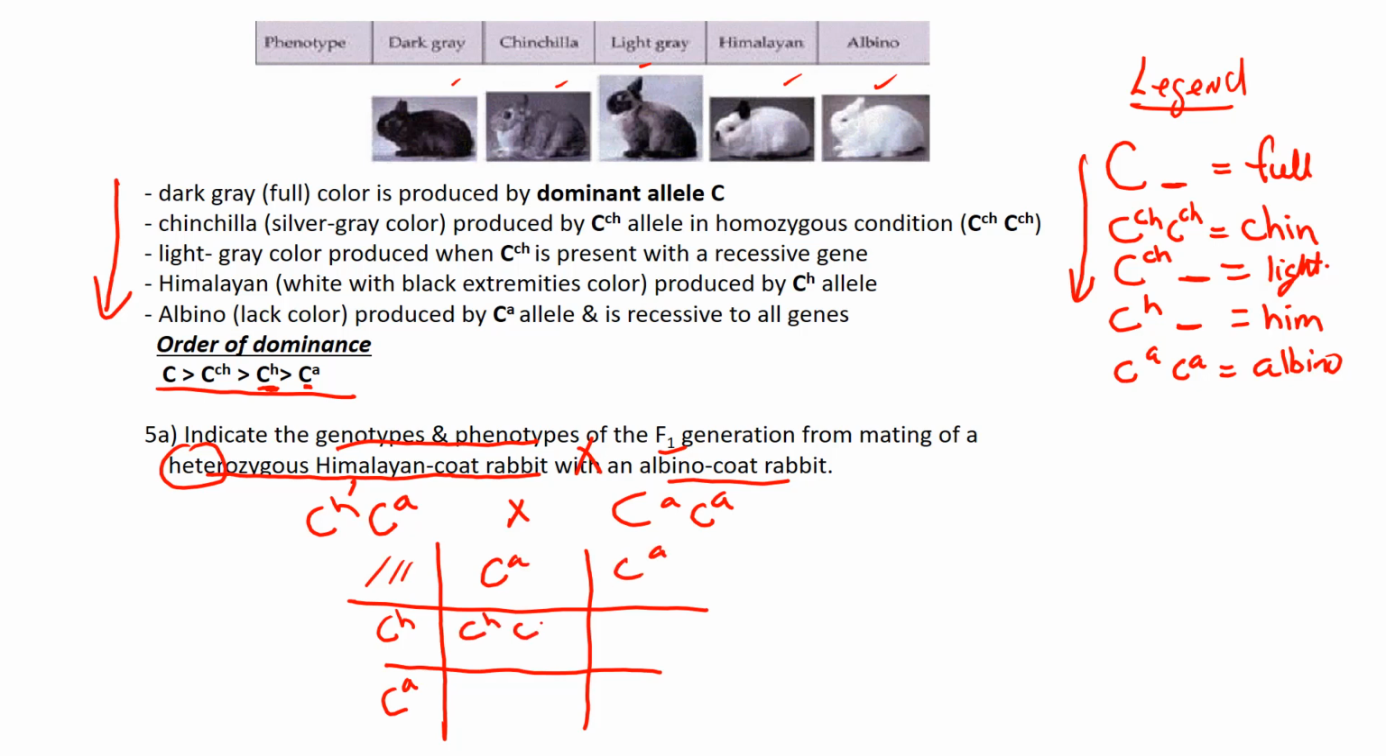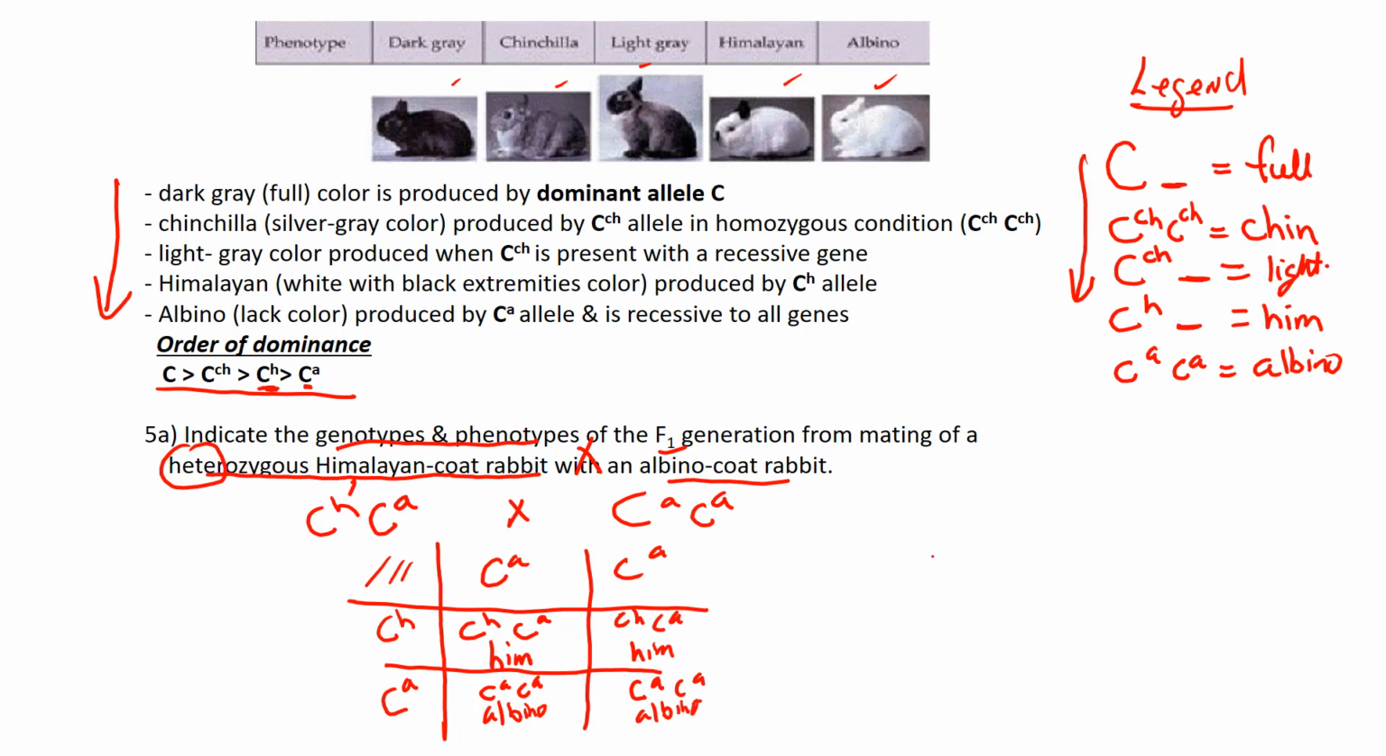Make sure you put the dominant allele first. It just makes it much easier to take a look at your legend and determine the genotype or the phenotype. So let's put the phenotype inside. C^h with the C^a, that's going to be a Himalaya. C^aC^a, look at our legend, that's going to be an albino. C^hC^a, that's going to be another Himalaya. And a C^aC^a, going to be an albino.